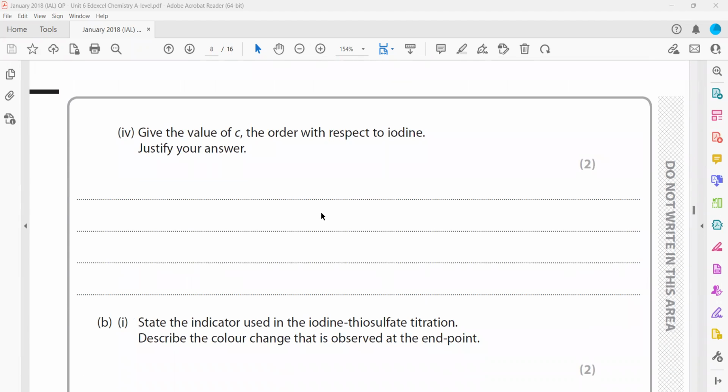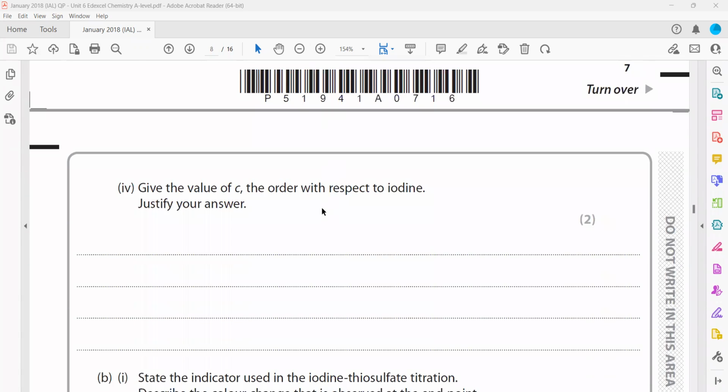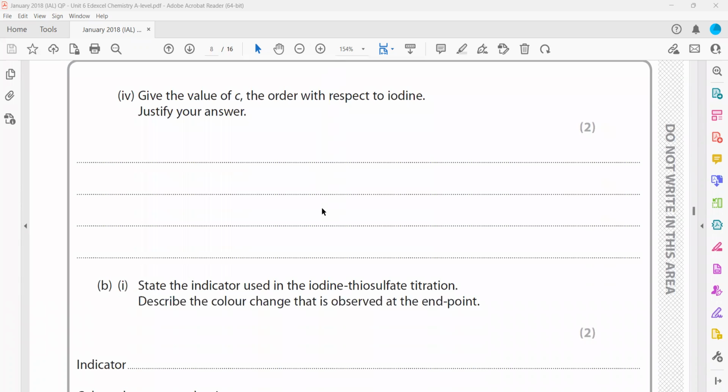Then give the value for c, the order with respect to iodine. So it is zero order with respect to iodine. How is it zero order? Because it's a constant volume-time graph or concentration-time graph. The slope represents the rate. So the rate is constant, which means it should be zero order. So the value of c should be zero. And because it's a constant gradient, the rate is constant, or the rate does not change with volume or concentration.